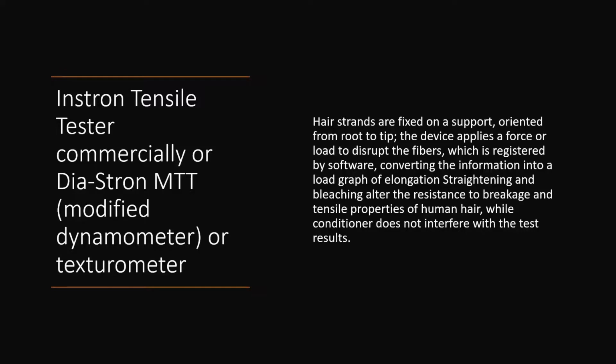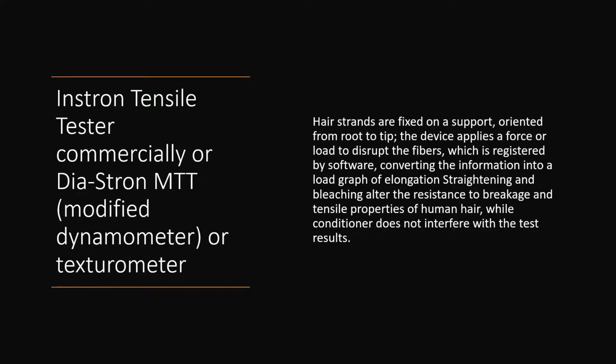Also, there are instruments like tensile testers, which are commercially available, like the Diastron MTT, a modified dynamometer, or a texturometer. What is the principle behind these? It simply says that hair strands are fixed on a support. You hang the hair strand oriented from root to tip. Then the device applies a force or a load to disrupt the fiber. We want the fiber to break, but we want to see at how much load the strand of hair breaks down.